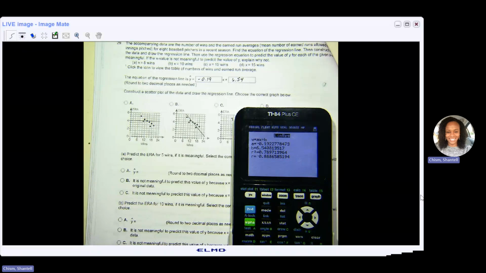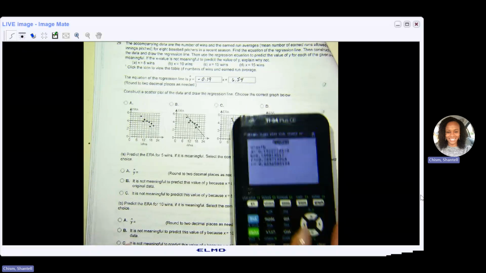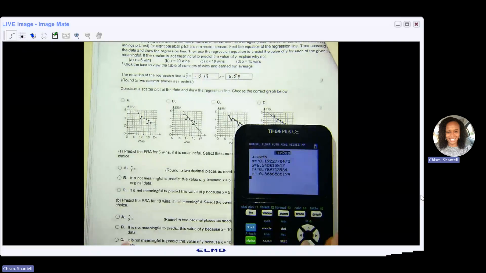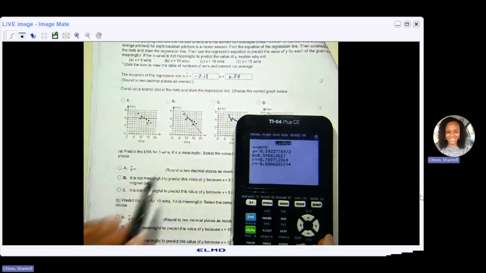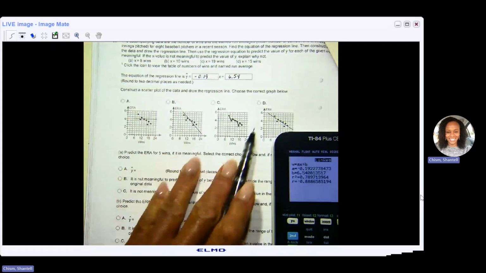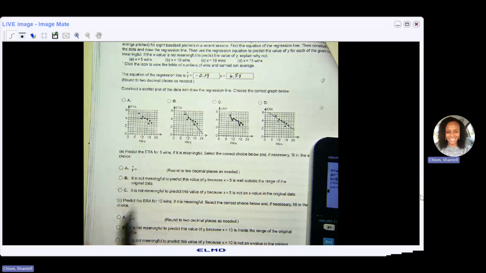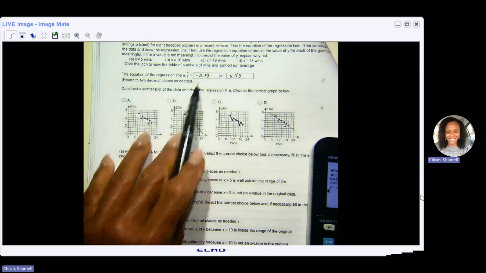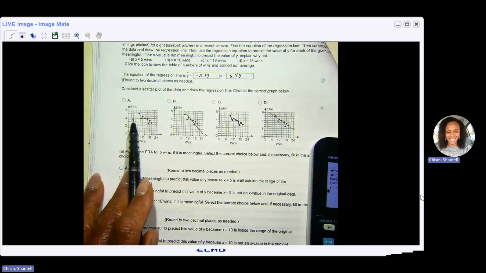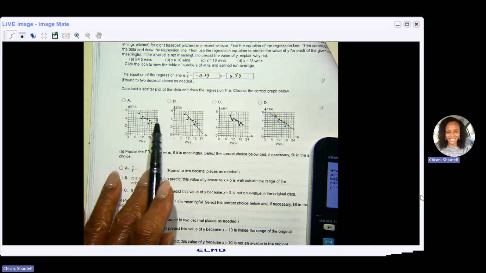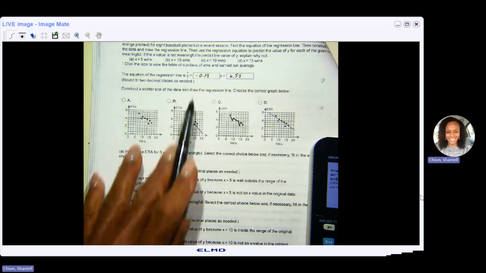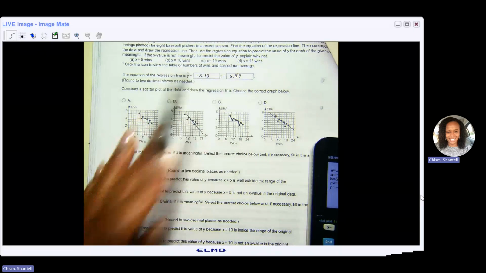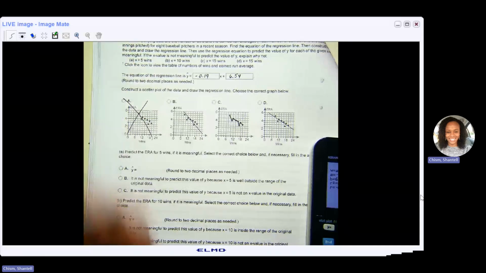All right, now we want to construct a scatter plot. We're going to put this equation in y equals so that we can get the line. And I can already omit 2 of these. You've got a slope, so therefore your line can't be horizontal. A horizontal line indicates a slope of 0. We do not have a slope of 0, we got a negative slope. So our line should be going down. Okay, so it's not A, omit A.